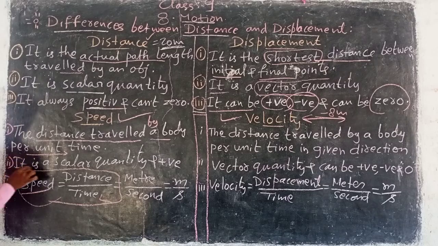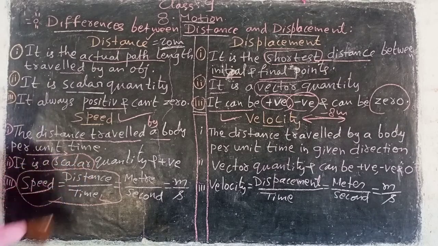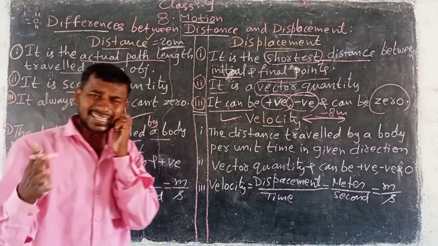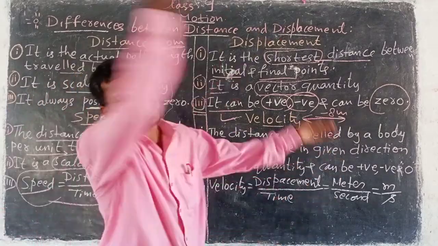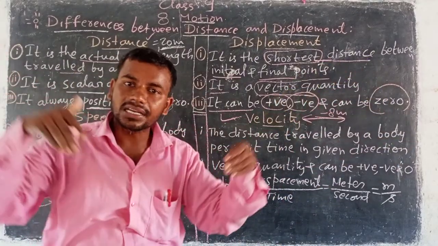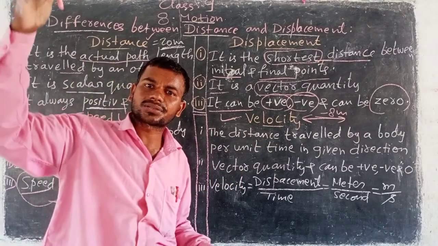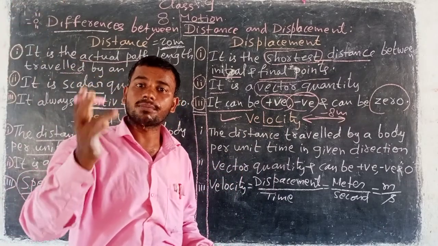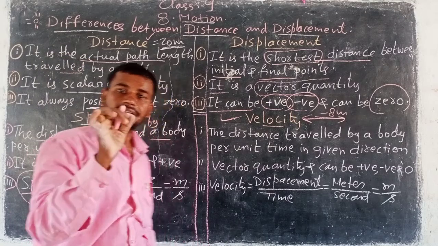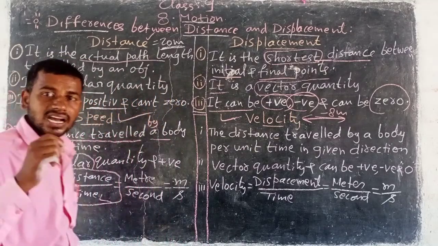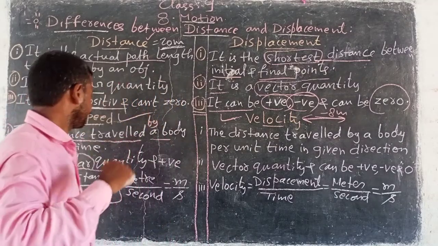And here, speed is a scalar quantity because speed does not need any direction. It can go in any direction. Speed can decrease, speed can increase. There is no matter about the direction. Speed is a scalar quantity because it does not maintain direction.